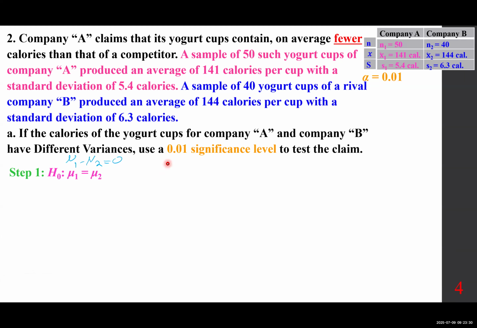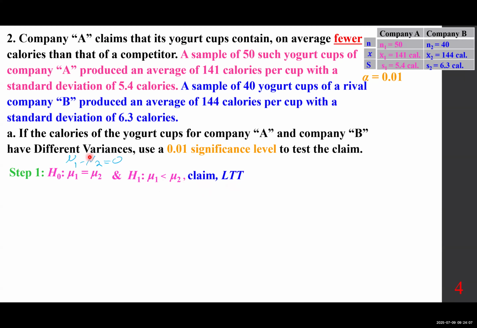Now, H1, if you go with this one, mu1 and mu2. So what are we checking to test the claim? What is the claim? Company A claims that its yogurt cups contain on average fewer calories. So mu1 is less than mu2. That is the claim, and that's a left tail test. By the way, if the claim is not given, you choose which one is the claim, and then you work on it.